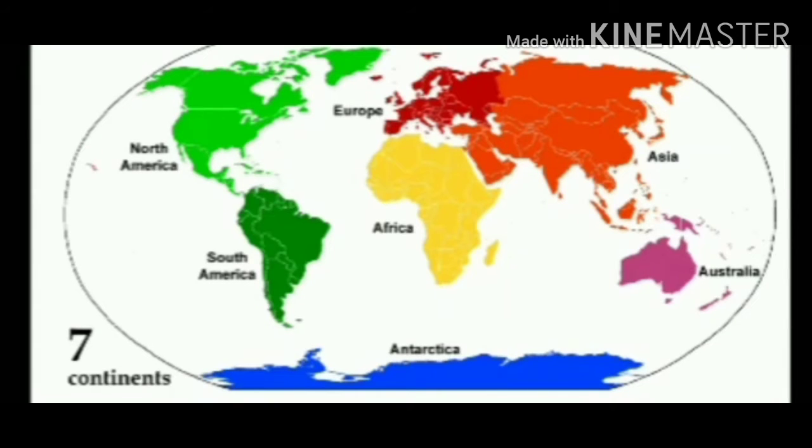Children, as you all know, continents are the large land masses. There are 7 continents. The largest of all is Asia and the smallest one is Australia. We have already discussed continents.